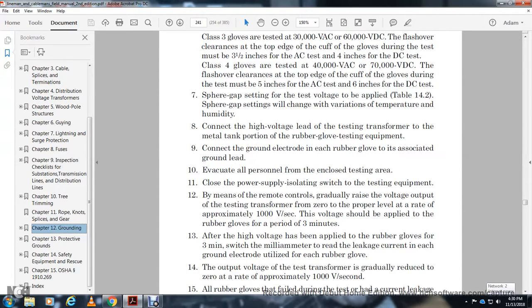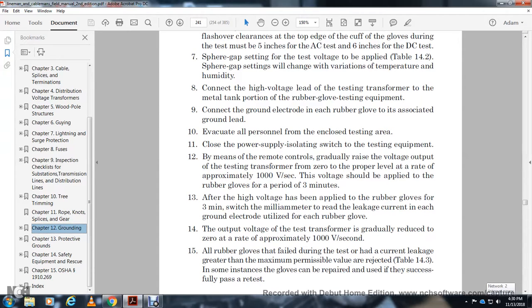After the high voltage has been applied to the rubber glove for 3 minutes, switch with the milliamp meter to read the leakage current at each of the ground electrodes applied with each of the rubber gloves. The output voltage of the test transformer is gradually reduced to zero at a rate of approximately 1,000 volts per second. All rubber gloves that failed during the test, having leakage current greater than the maximum permissible value, are rejected. Table 14.3, some of the inches of the glove may be repaired, usually with successful retest.